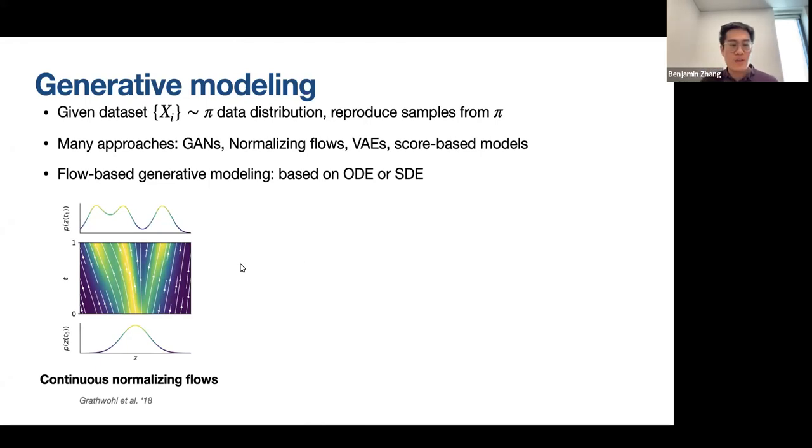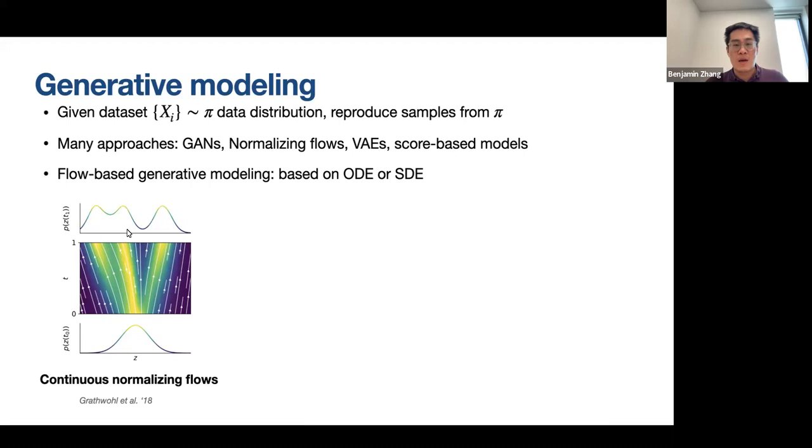So the first example is this continuous normalizing flow, where the idea is maybe you have some complex distribution, samples from a complex distribution up top here. And the idea is to find a way to learn an ODE that evolves a normal distribution, a distribution that's very easy to sample from, to your complex target distribution.